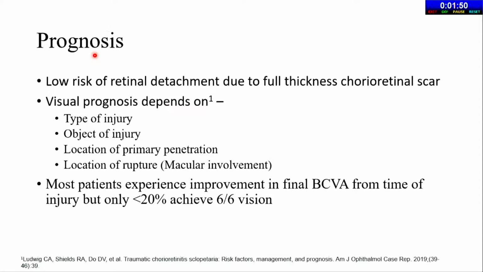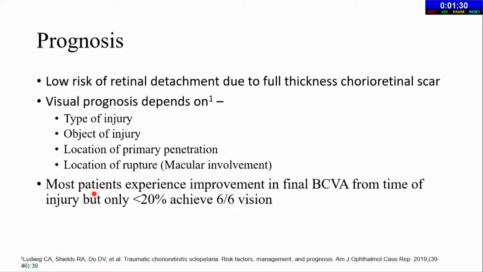Coming to the prognosis of chorioretinitis sclopetaria, there is a low risk of retinal detachment in these cases because of the full thickness chorioretinal scar. The visual prognosis depends on the type of injury, object of injury, location of primary penetration, and location of rupture. That is, whenever there is macular involvement, the visual prognosis will be poor.